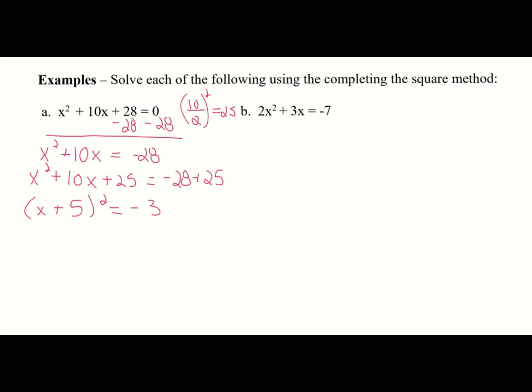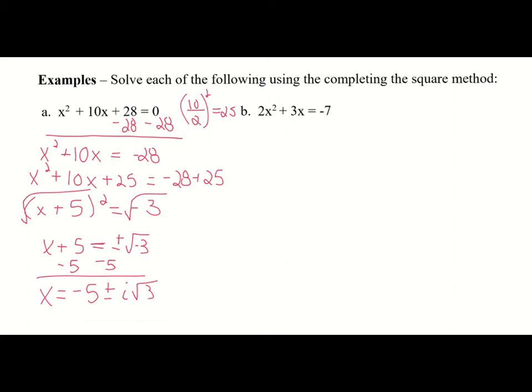Then we're going to take the square root of both sides. So we get x plus 5 is equal to positive or negative square root of 3. Oh, negative 3, excuse me. And subtract 5 from both sides. So x is equal to negative 5 plus or minus. And then instead of the square root of negative 3, remember, you want to move that negative 1 out. So we're going to make it i square root 3. And that will be our final answer.